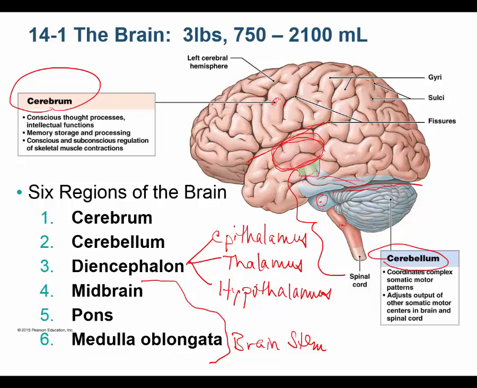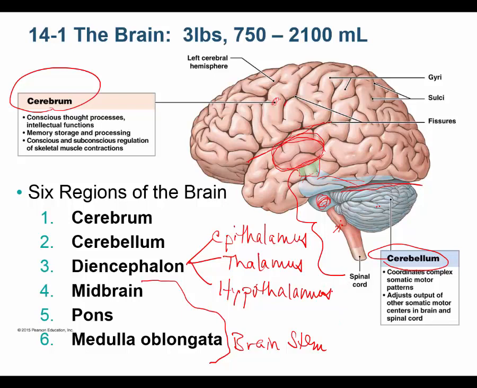The pons is right here. It's basically a relay station. It's a relay station to the cerebellum. It's a relay station from the medulla oblongata to the cerebrum. But it does contain some respiratory centers. So the pons talks to the medulla for respiration. Otherwise, it's a relay station. And then the medulla oblongata does heart rate, blood pressure, respiration. It does things like that, some other autonomic functions. So that's the medulla. So those are the 6 regions of the brain.